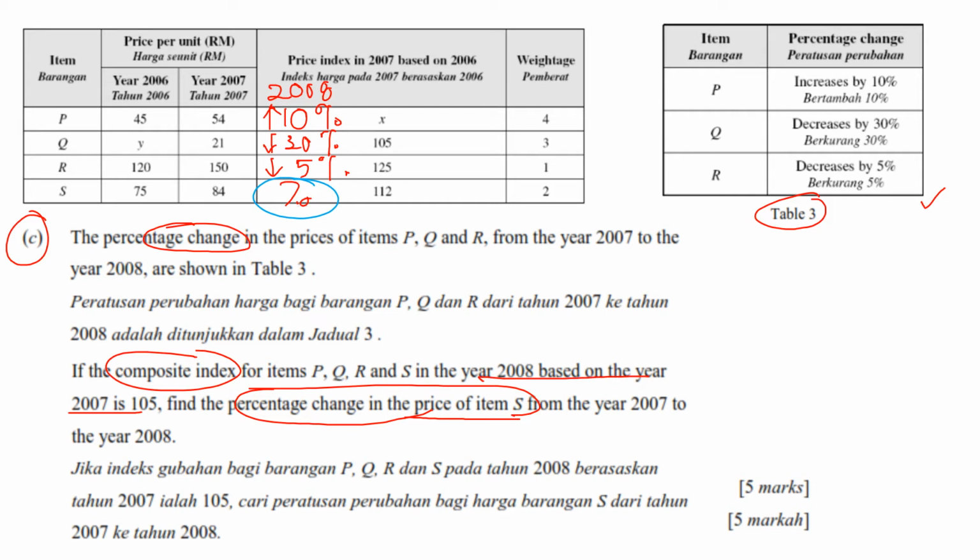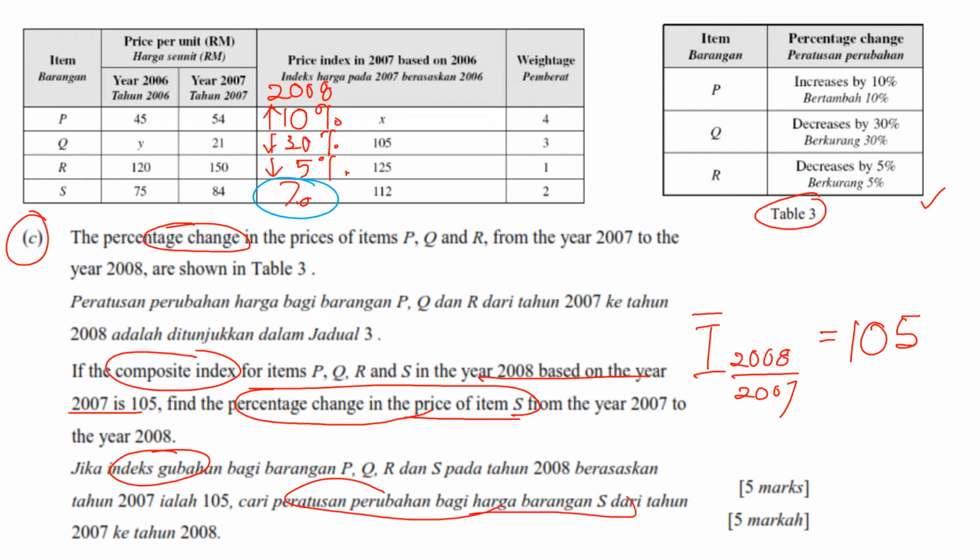Okay, jika indeks perubahan bagi barangan P, Q, R, dan S pada tahun 2008 berasaskan 2007 ialah 105. So you should understand the indeks perubahan of 2008 berasaskan 2007 ialah 105. Soalan dia, cari peratus perubahan harga barangan S dari tahun 2007 ke 2008. This is what the question wants from you. Right, 5 marks.